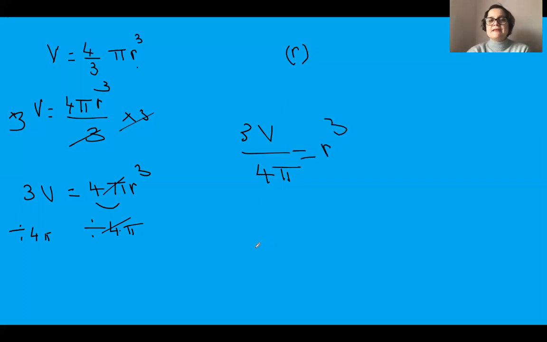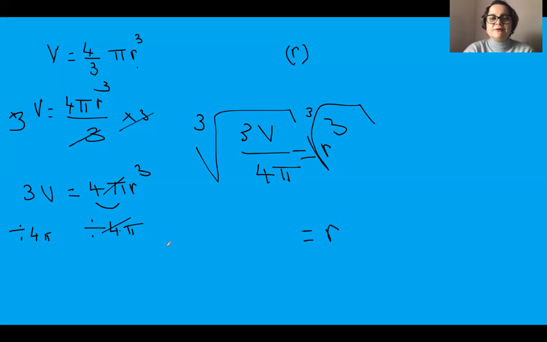Just like that. Right, how do I get rid of the cube? To get rid of the power or the cube, we have to apply the cube root on both sides. So cube root of the left-hand side and cube root of the right-hand side. And so r, see, we got rid of the cube. It is going to be the same as the cube root of 3v over 4 pi, just like that.